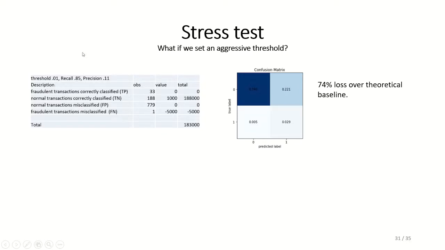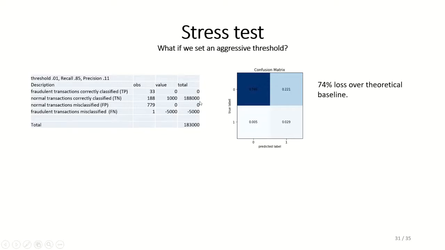And just doing a stress test, what if we set an aggressive threshold of 0.01%? If there is a really low probability of the transaction being fraudulent, we will just flag it as fraud. And what will happen? Well, we might greatly reduce the number of false negatives, so we are going to catch all fraudulent transactions. But we are going to have a lot of false positives. We're going to flag everything as fraudulent.